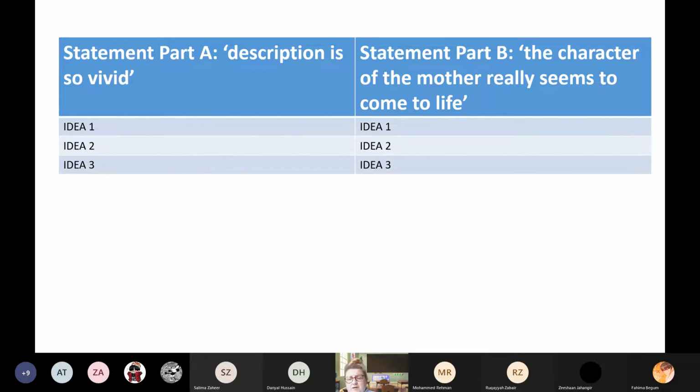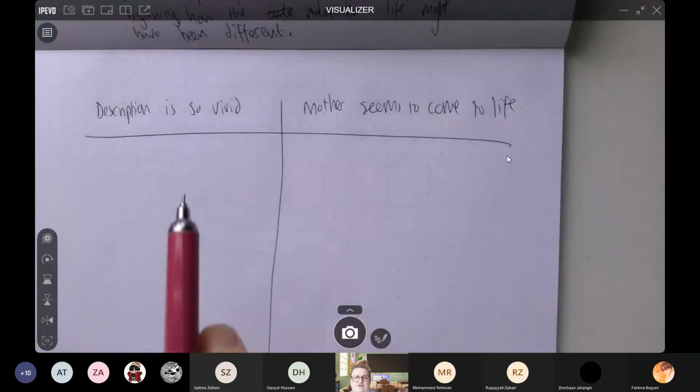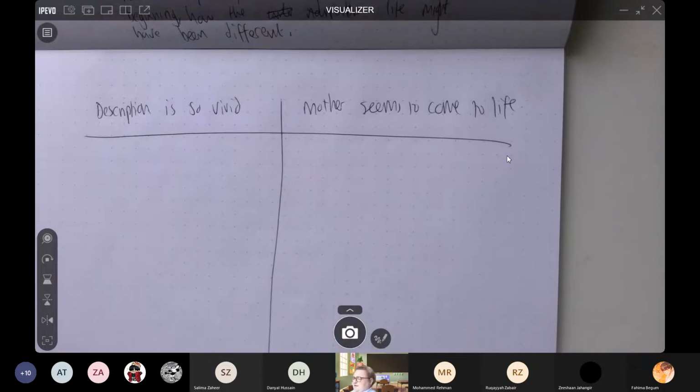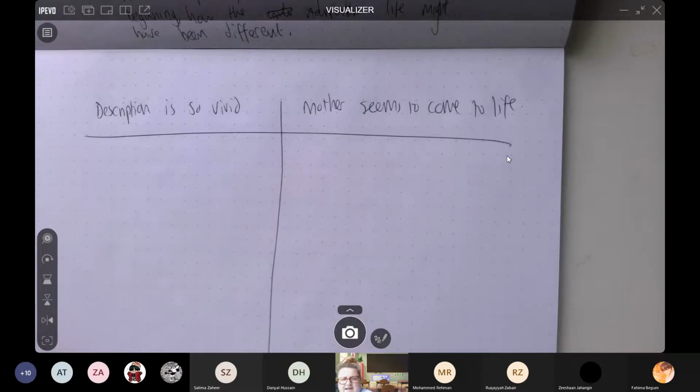Okay, so I'm just going to switch back over to the visualizer so I can explain that alongside an example. Apologies that I'm switching between multiple screens. So you can see here that I've got my plan very roughly done. The description is so vivid and the mother seems to come to life. Now for each of these columns, I need to find at least 2, if not 3, quotations or ideas that support it. So I need some ideas of how the description is really vivid.